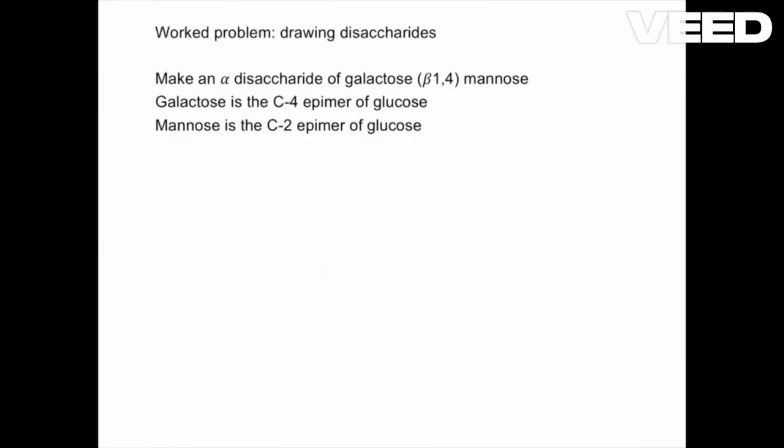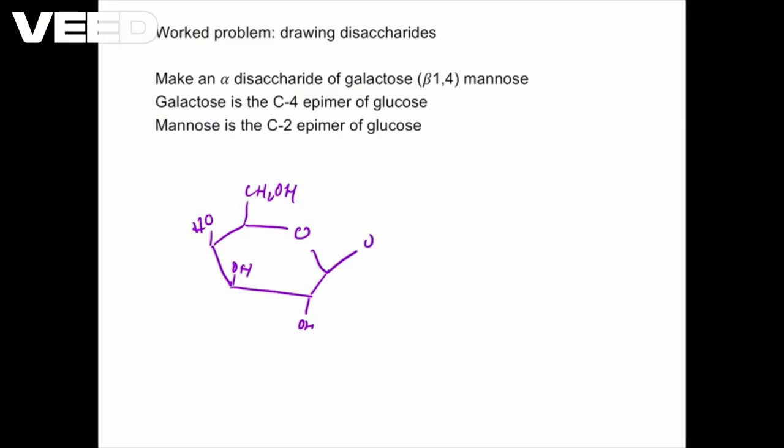So the next question asks us to make an alpha disaccharide of galactose beta 1,4 mannose. So we're going to start off, let's draw galactose again. So carbon 2 is pointing down, carbon 3 up, carbon 4 is up. So now we want to make a beta glycosidic bond, so therefore that oxygen has to go up, and it's going to carbon 4 of mannose.